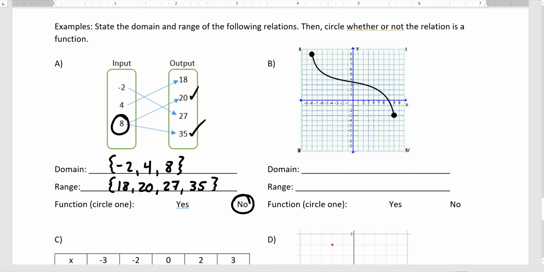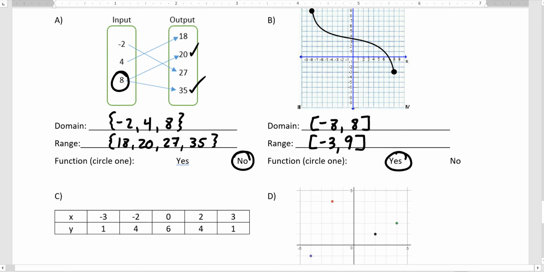All right. Looking at letter B here, my domain would be, this is continuous, notice, no set points, so I'm going to use interval notation. I'd have hard bracket -8 to 8 with a hard bracket. My range, I'd have hard bracket -3 all the way up to 9. Now, is this a function? Remember, with continuous, we use our vertical line test. It looks like this passes the vertical line test, so yes, this is a function.